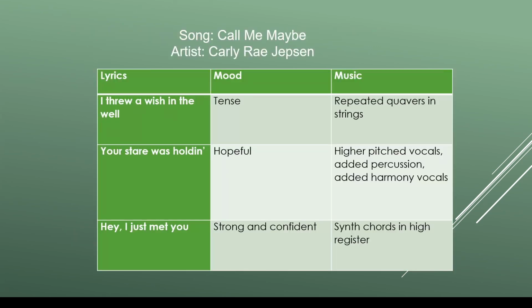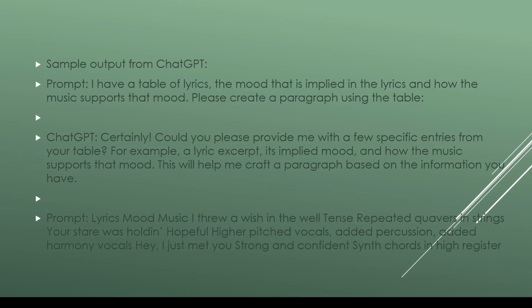So here we go. I used the song Call Me Maybe by Carly Rae Jepsen. I put these things in the table. Here's what the lyrics were in that section, the mood that the lyrics kind of created, and then how the music supported the mood. And I fed that into ChatGPT. I said, I have this table of lyrics, here's the table, and there's the prompt.